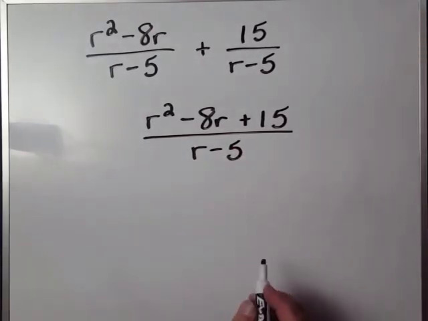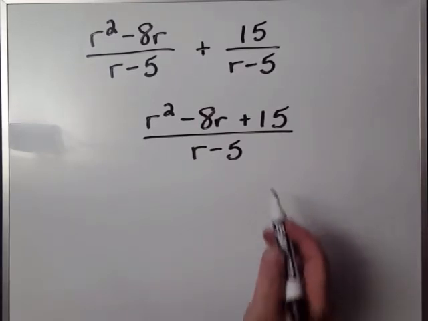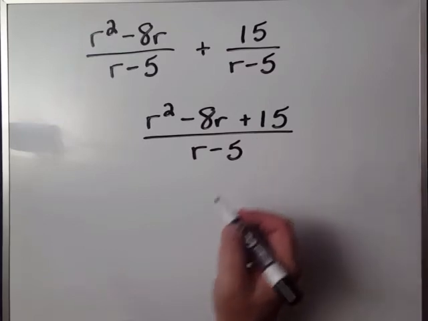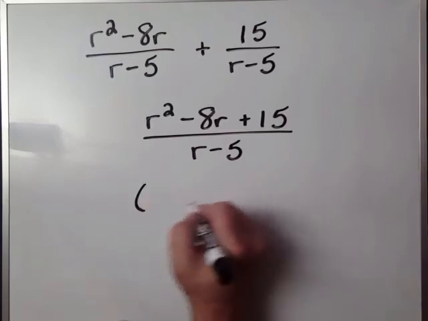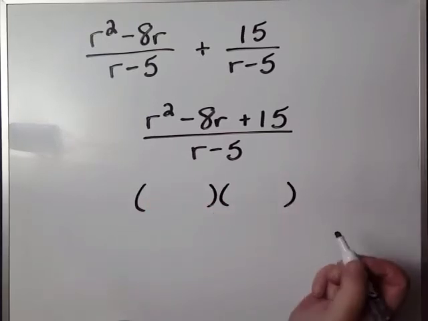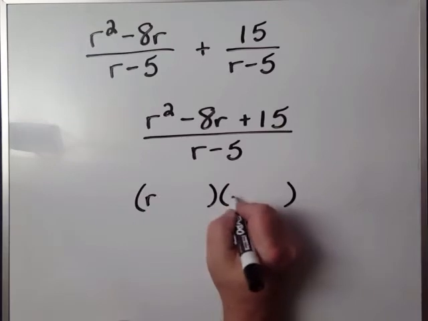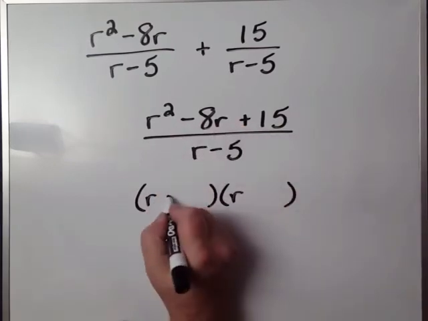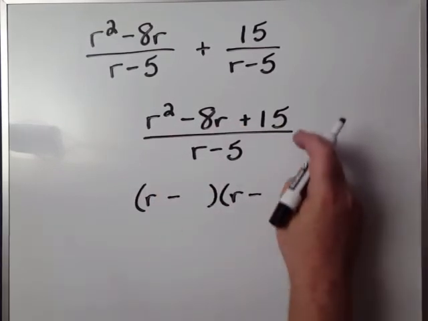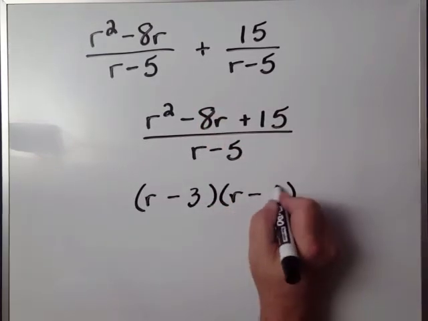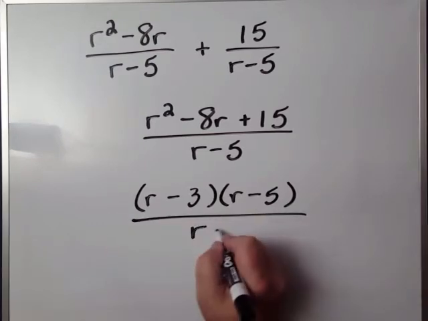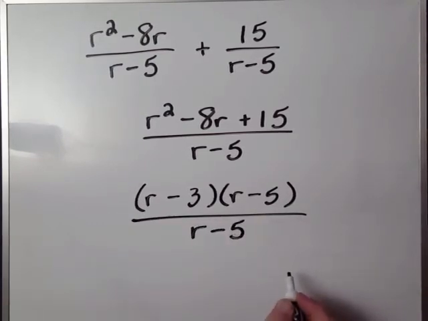Now, are we done? Well, I'm not sure. I haven't checked for lowest terms. Checking for lowest terms means I need everything factored. That numerator might be factorable. Let's see if it is. If that numerator factors, it'll factor as a pair of binomials, each starting with r. Signs are the same, in fact they're both minus. I need two numbers whose product is 15, whose sum is negative 8. How about minus 3 and minus 5? This denominator, of course, is prime.